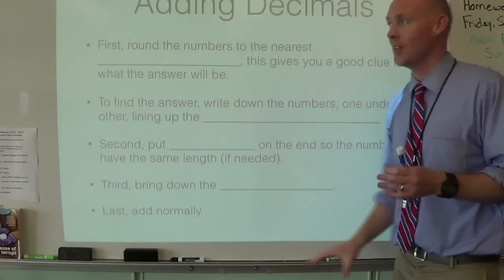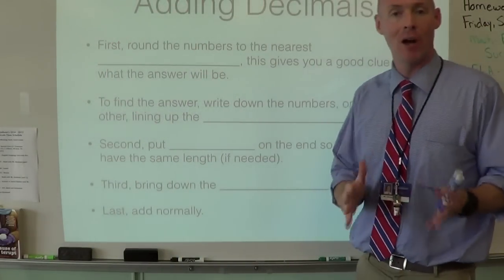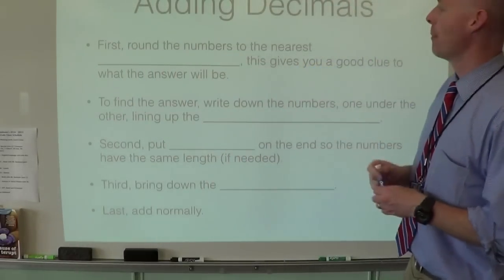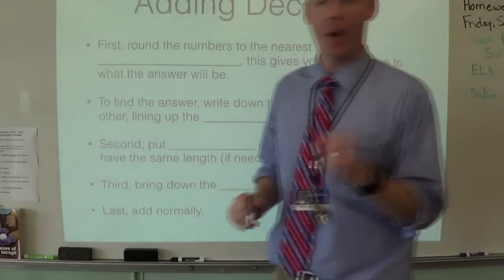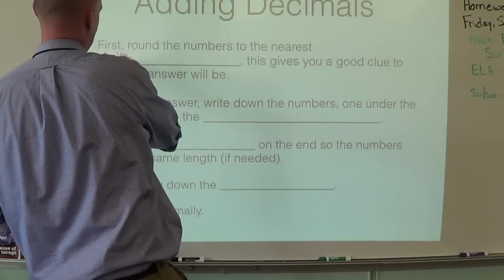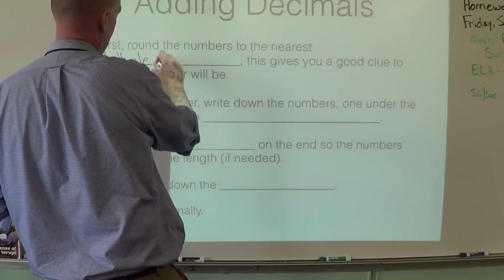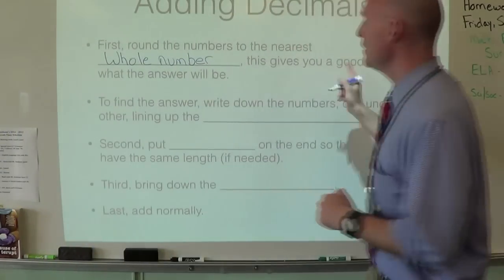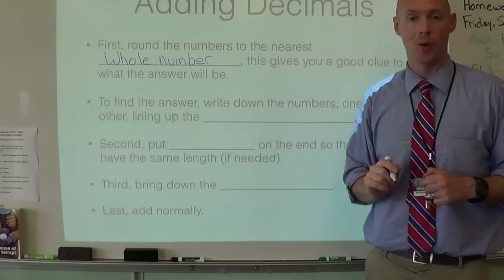On your first box you're going to see this right here. These are some tips that I want you to have down when adding decimals. First, round the numbers to the nearest whole number. This gives you a clue as to what the answer will be.